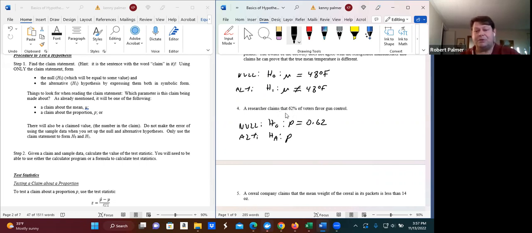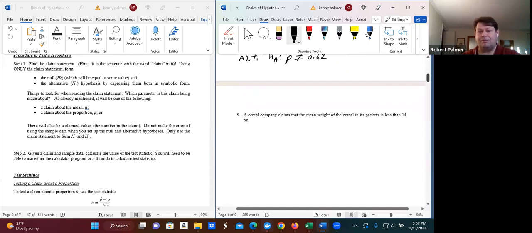So the researcher claims that 62% favor gun control, and it also doesn't say greater than or less than. So in that case, it's the case of equal and not equal. Okay, so in this case, the alternate research hypothesis would be that it's not equal to 62% or 0.62. And then you can see if the data reject the null hypothesis or support the alternate hypothesis.